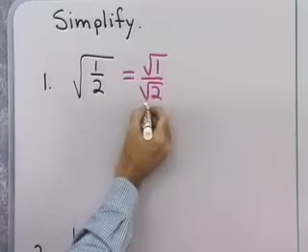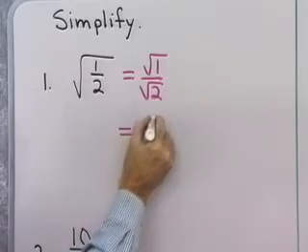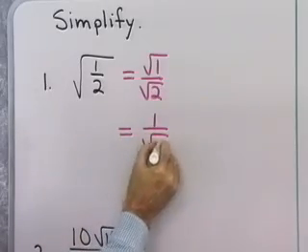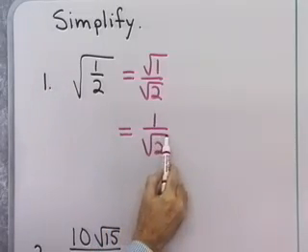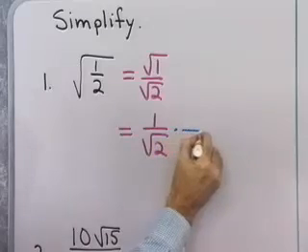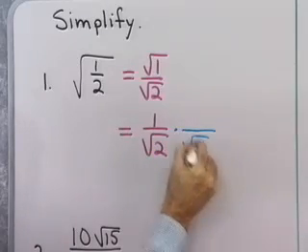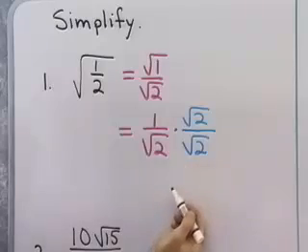That's property 2 for square roots. Now square root of 1 is 1, so I have 1 over square root 2. Now this is not in simplified form because I have a square root in the denominator. So to take care of that, I do what's called rationalizing the denominator. I multiply by square root 2 over square root 2.